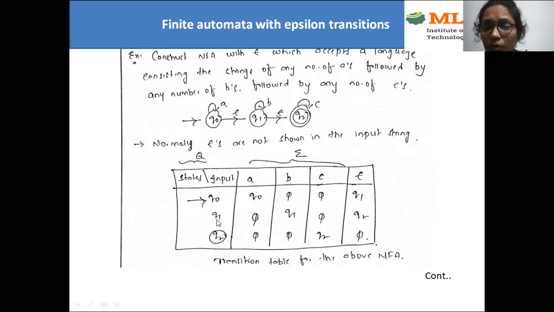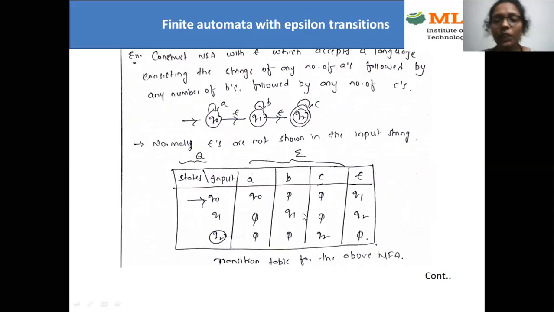Then for the same question, I'm just drawing the transition table here. Q naught. What are the inputs we have? A, B, C, and you should take one more input here, epsilon also. That is one more difference here. While drawing the transition table for NFA with epsilon, along with the given input symbols, we need to take epsilon also. The states we have are Q naught, Q1, Q2. Q naught on A goes to Q naught itself, and Q naught on epsilon goes to Q1. The same way Q1 on B goes to Q1 and Q1 on epsilon goes to Q2, and the remaining are phi's. Phi means there is nothing, there is no destination further, right?